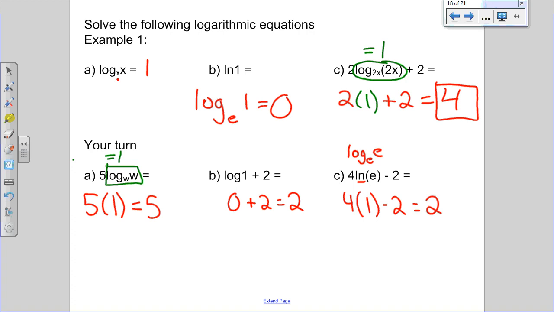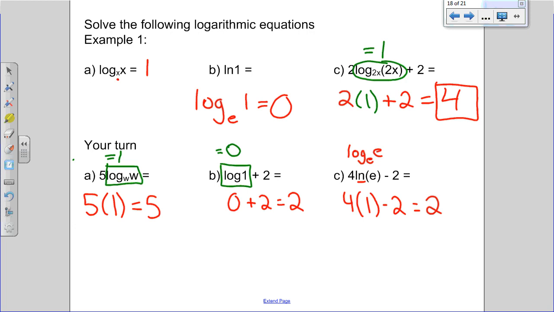The second one, you have to look at this guy right here. My question for you is, what's the base on that one? If they don't write the base, it's 10. Remember, if they don't write the base, it's 10. So log base 10 of 1. The only way you're going to get that to happen is if the exponent was 0. Because the argument is equal to 1, the value of that log must equal 0. 0 plus 2 is 2.